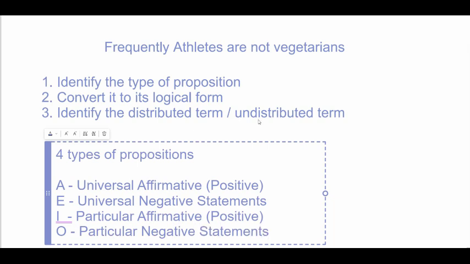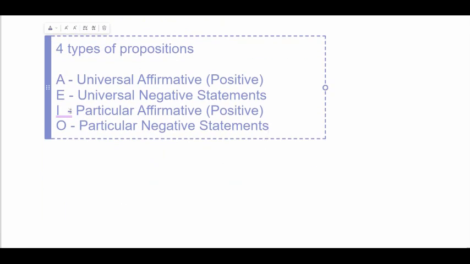Don't worry, this is very simple. I'll explain in great detail each of the points. Feel free to skip through the parts that you already know and jump to other parts where I am actually solving the truth table or converting into its logical form and so on. Okay, so we have these four different types of propositions: A, E, I, and O.